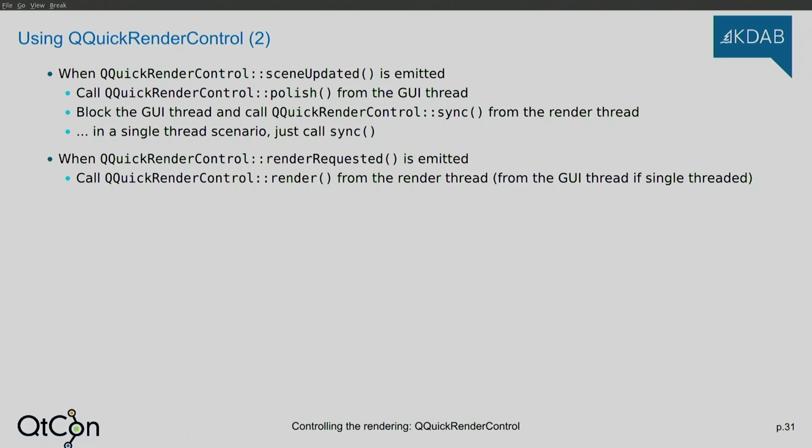In particular, we need to call polish on it, and sync if I'm using a render thread scenario, in order to perform the synchronization. In that case, the synchronization must happen in the right way, so I must also manually block the UI thread. I become the one who does the synchronization. Qt does not do it for us. If I don't care about multithreading, I just call sync from the main thread. Yep. These operations happen whenever I want, just some time after scene updated is emitted.